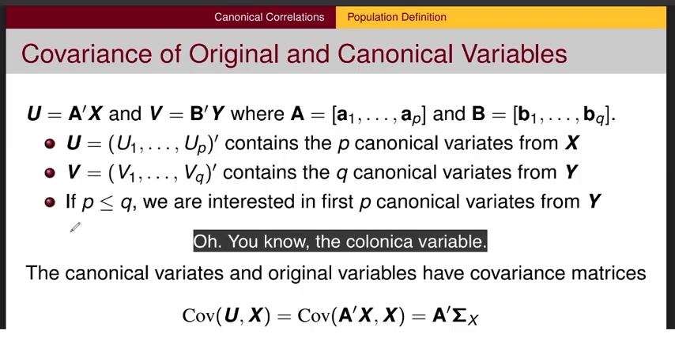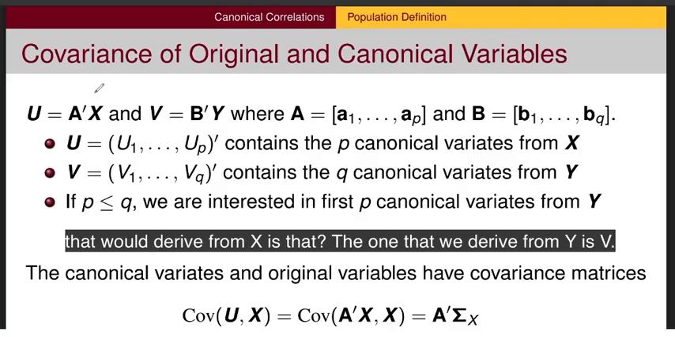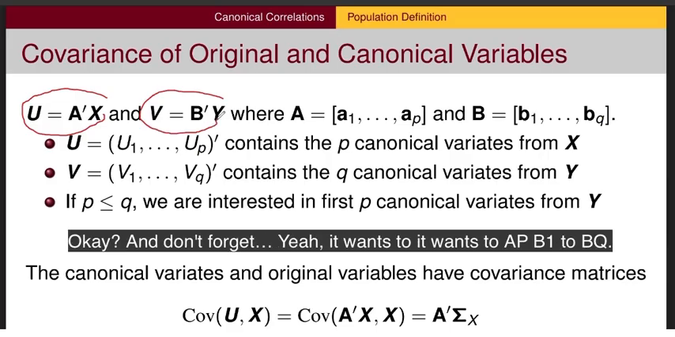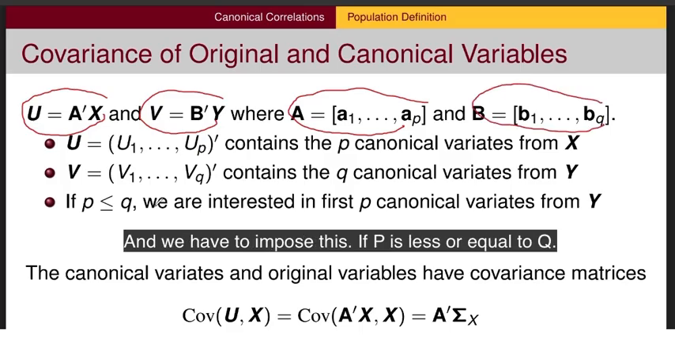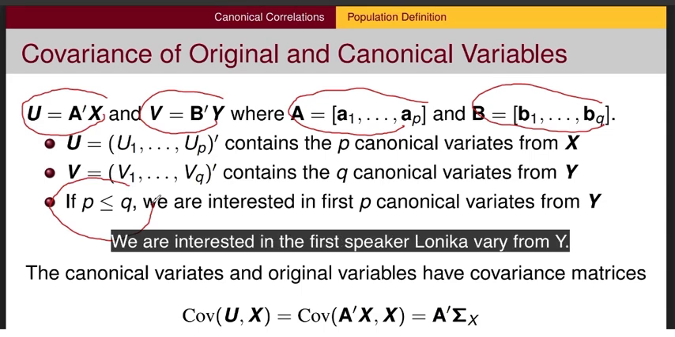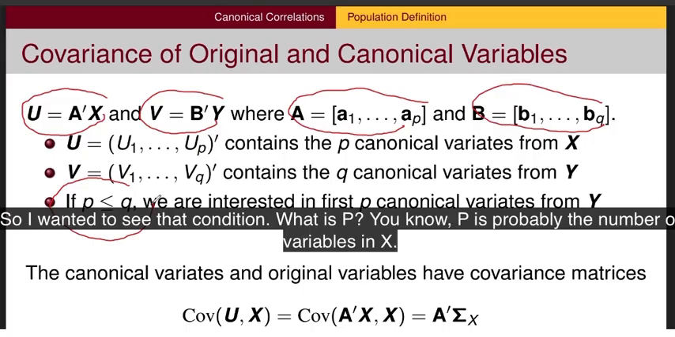Now, the canonical variable that we derive from X is U. The one that we derive from Y is V. Okay, and don't forget, here, A1 to AP, B1 to BQ, and we have to impose this. If P is less than or equal to Q, we are interested in the first P canonical variates from Y. So I wanted you to see that condition.